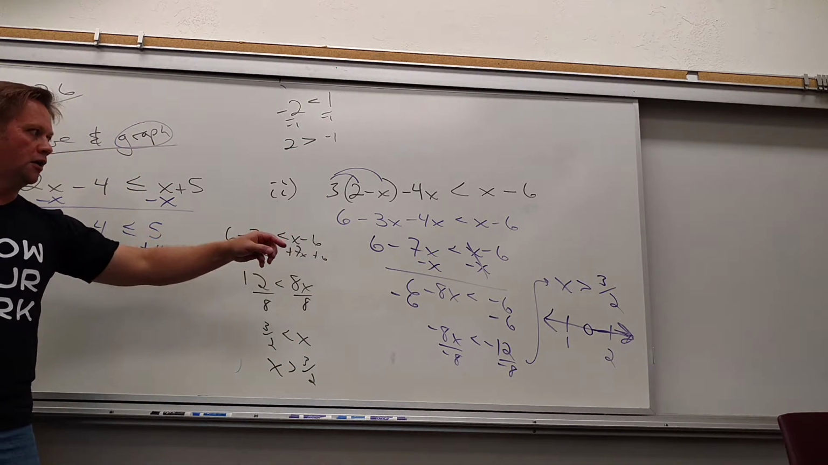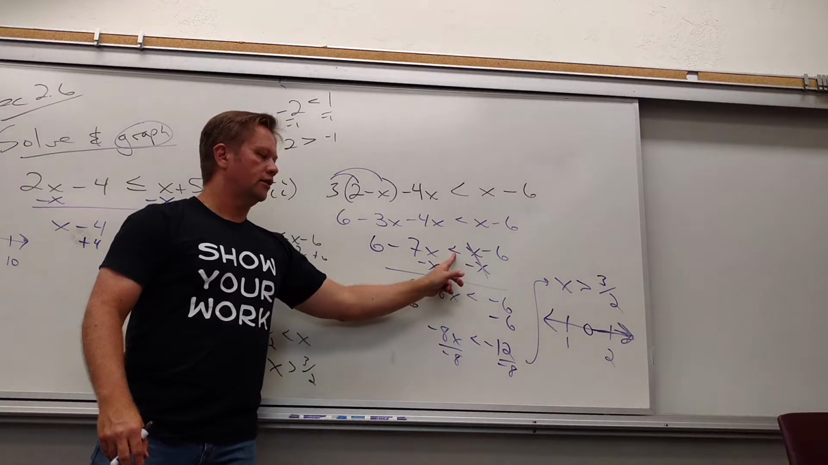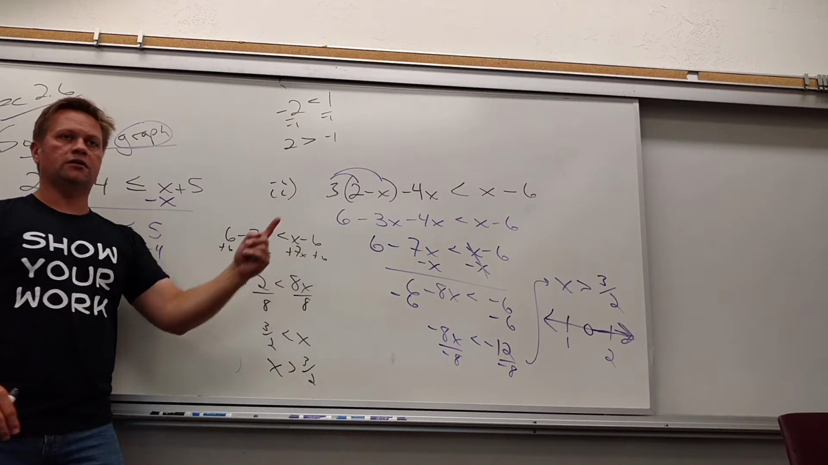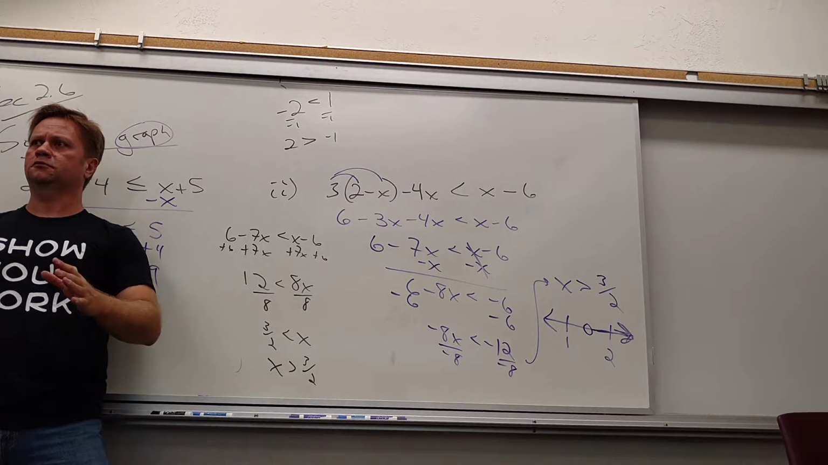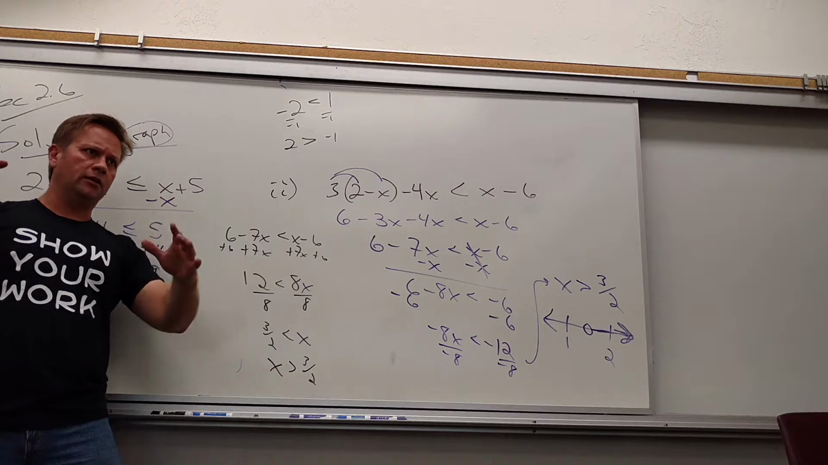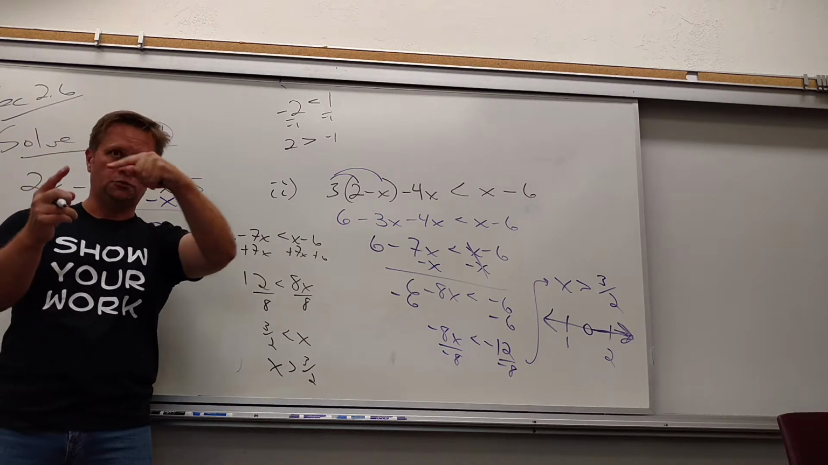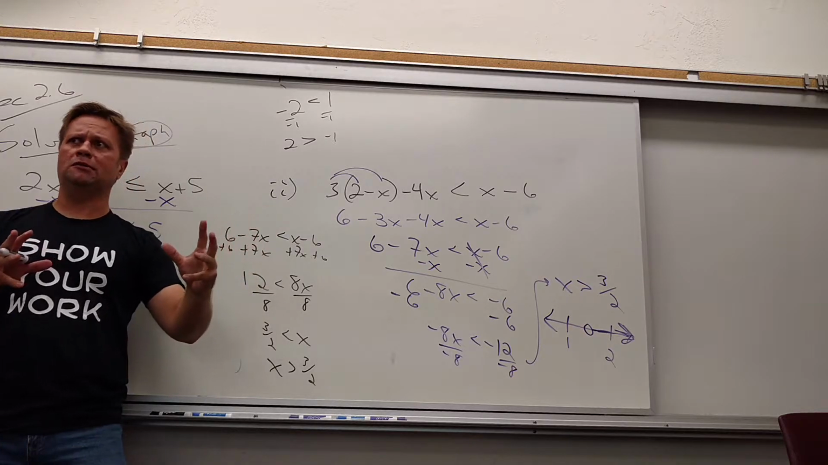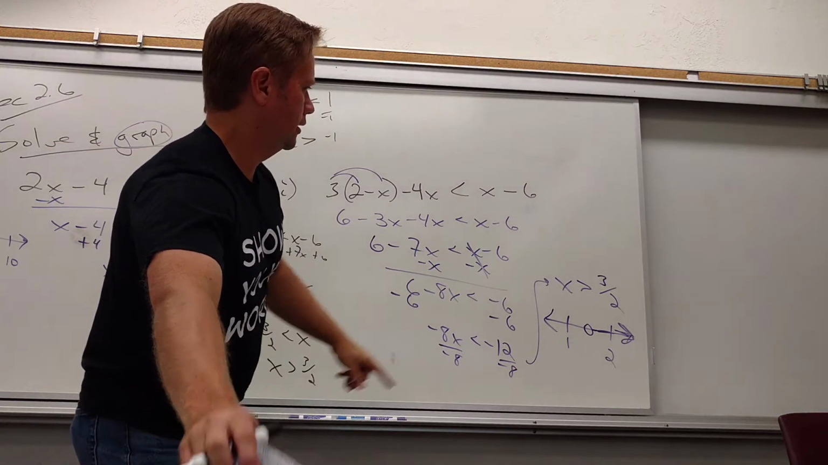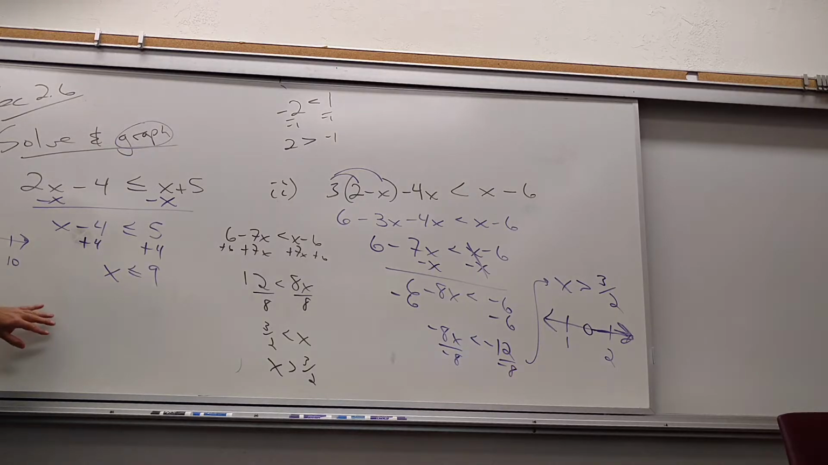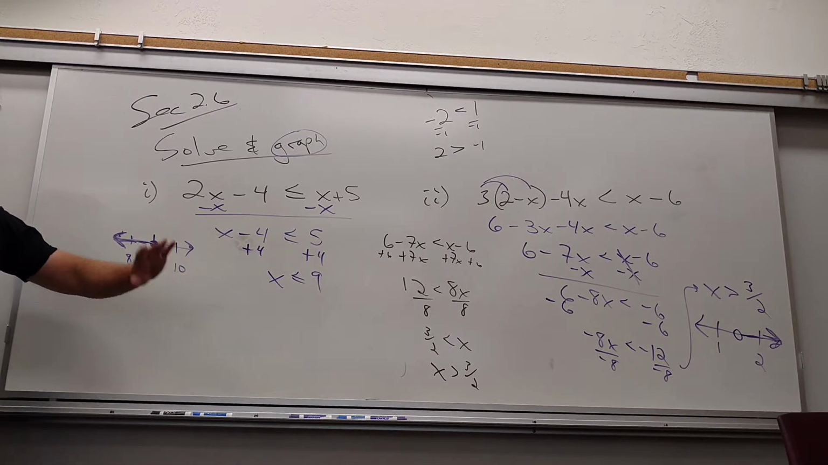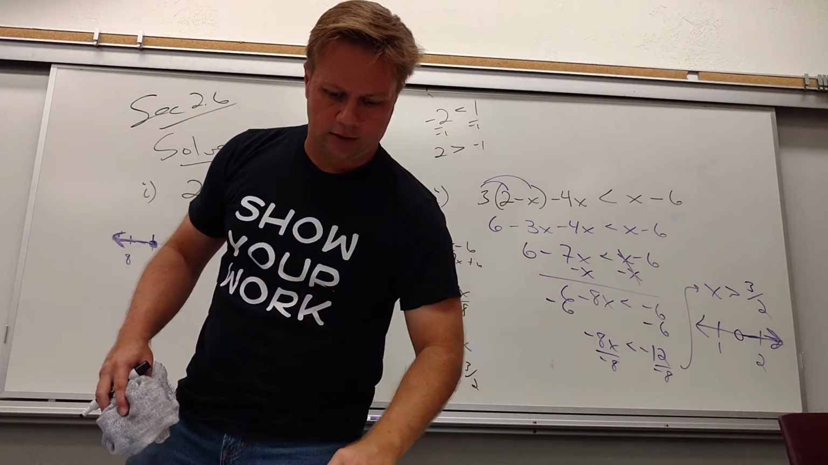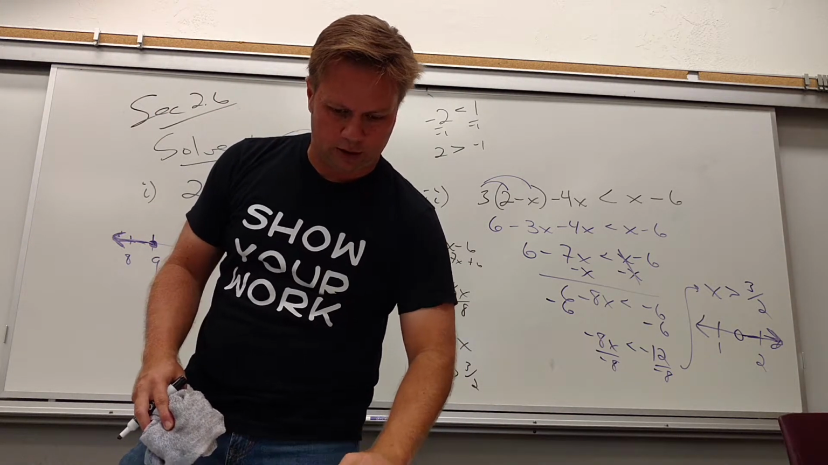So either I don't move it to the other side of the symbol, so the symbol's got to flip, or I do move it to the other side of the symbol. This is another reason why dividing by a negative has got to flip it, because I could have just moved the whole thing to the other side. And then I would still graph it the same way. Okay, cool. So that's section 2.6. Let's get back into chapter 3.